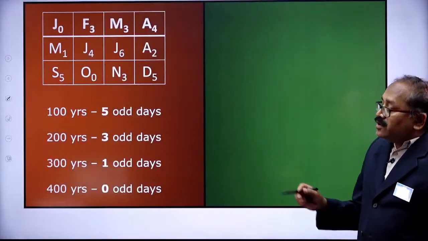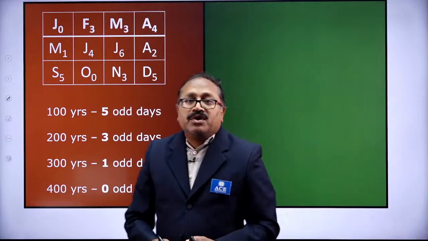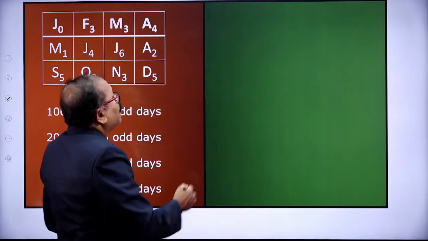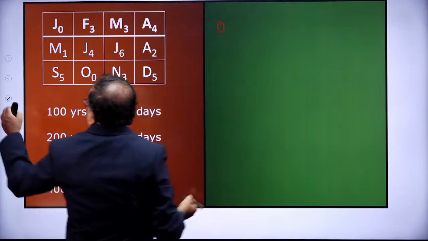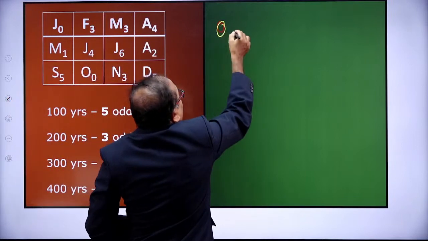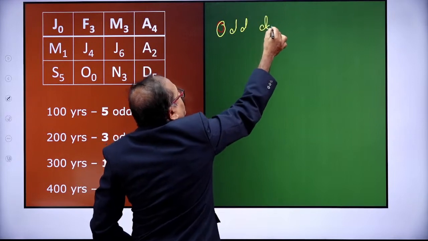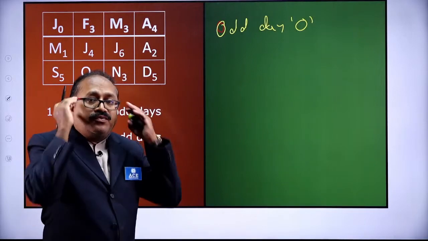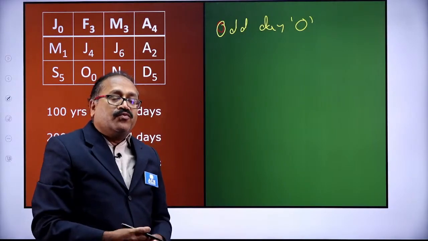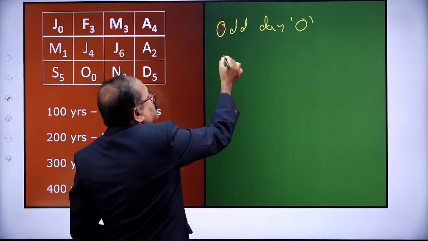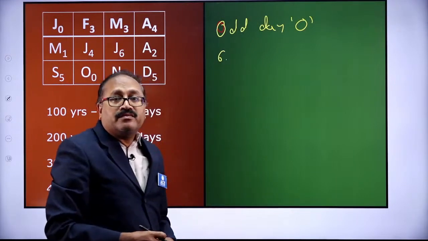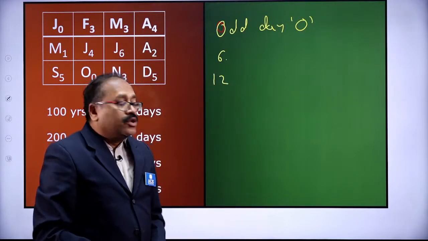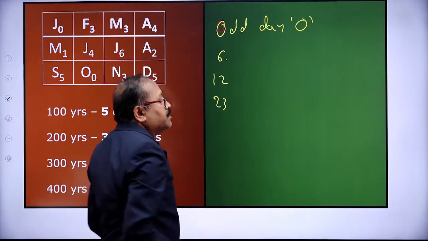Once you know this part, one extra thing, if you can add up, your calculation speed will increase. And what is that? That is the odd day 0. If you can remember in which years the odd days are 0, the questions will move faster. And that is the 6th year, the odd day is 0. 12th year, the odd day is 0. 23 years, the odd days will be 0.